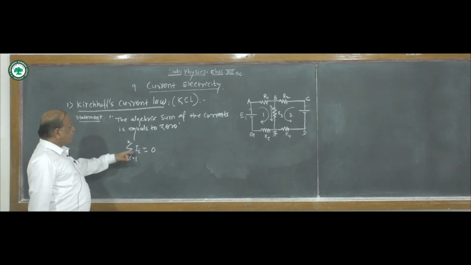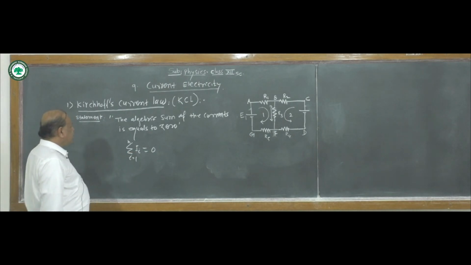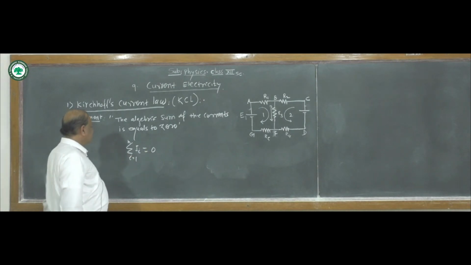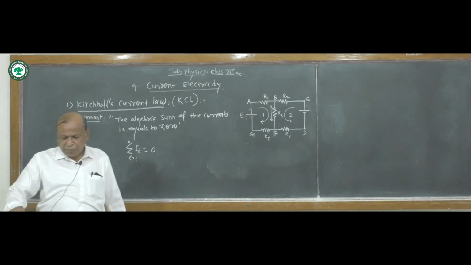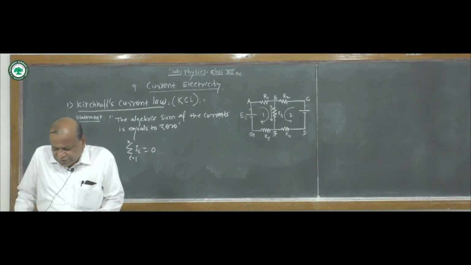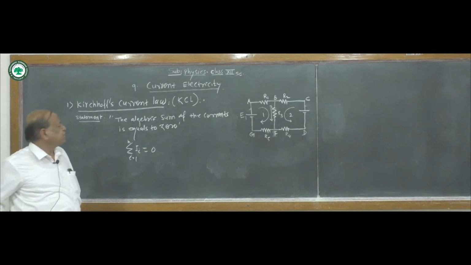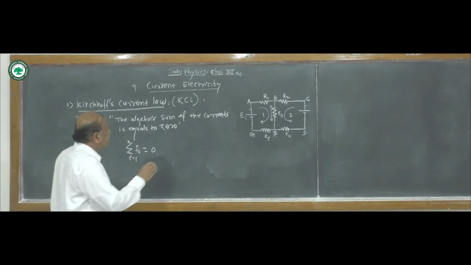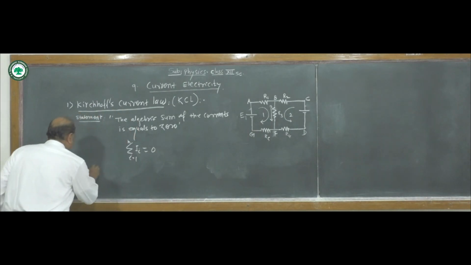Here the summation of I, where I runs from 1 to n, is equal to 0, where I is the current of the ith resistor, containing n number of resistors. Here I is the current in the ith conductor of a junction having n conductors. And now we have to explain this Kirchhoff's current law. How to explain that?